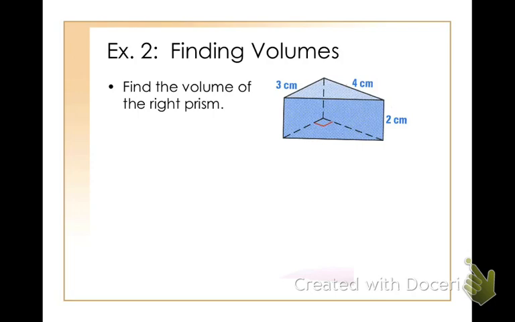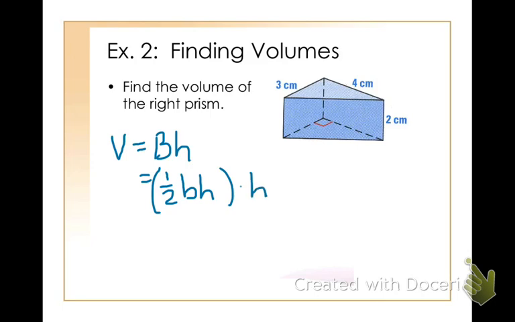Okay, so volume equals the area of the base times the height. Area of the base will be 1/2 of the base and height, and notice that's a lowercase b for the base of the triangle, and then this whole thing times the height of the prism. So 1/2, and you have 3 centimeters times 4 centimeters, and all that is going to be times 2 centimeters. And so that's where we get our cubic units.